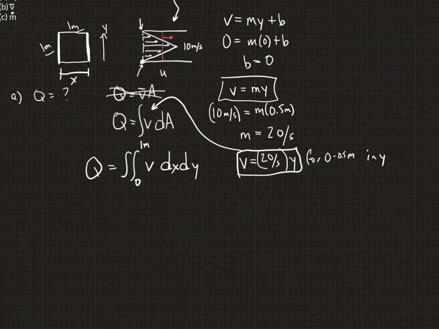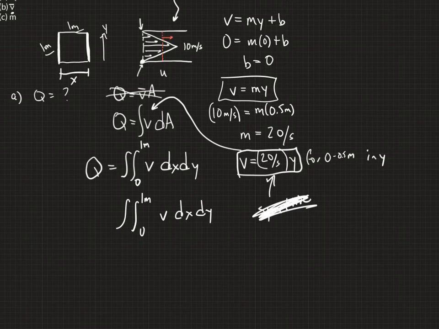So what I'm going to do for the dy is this. I'm going to rewrite this as the integral from 0 to 1 meter of v dx dy. And what I'm going to do is, because this is symmetric, and I'm looking for a, oh, I can't spell symmetric. You know what I meant.